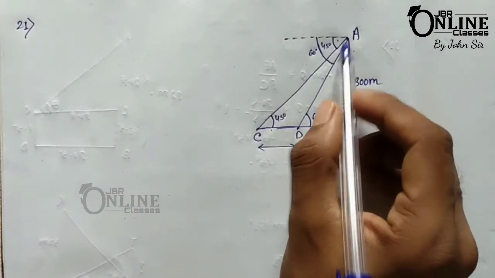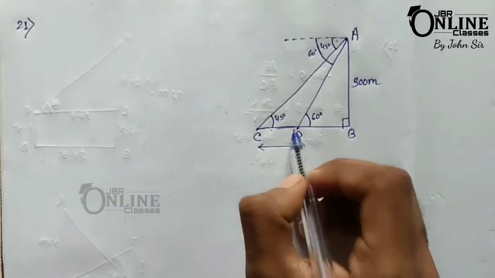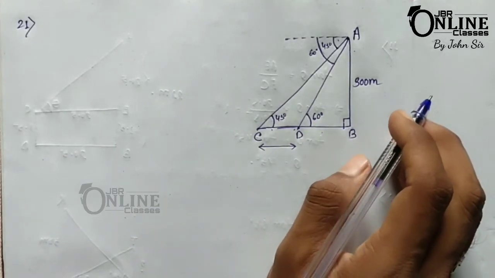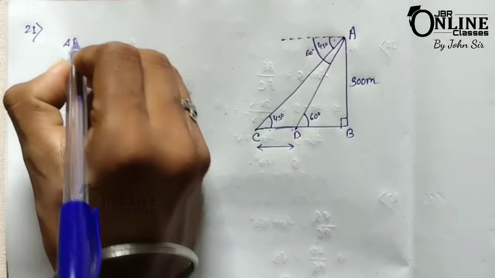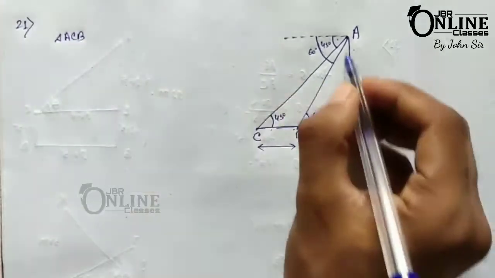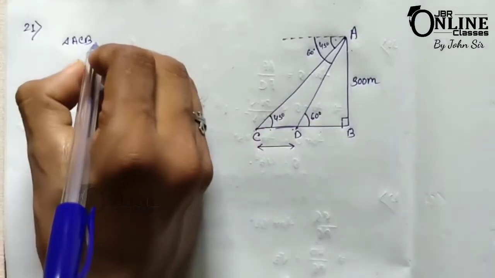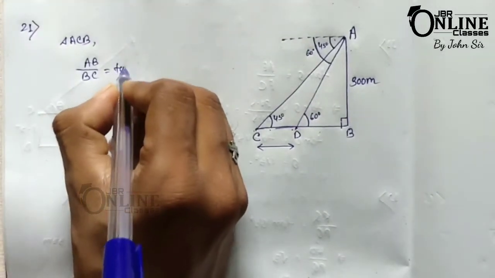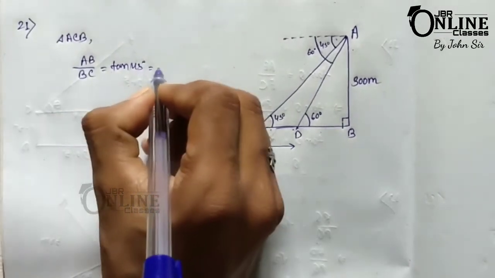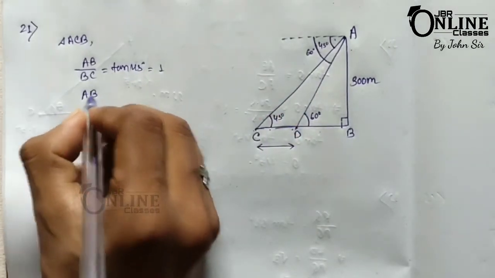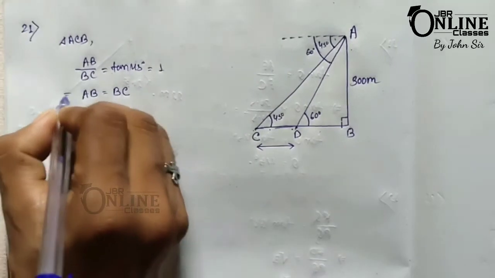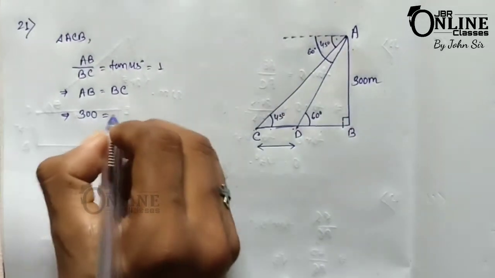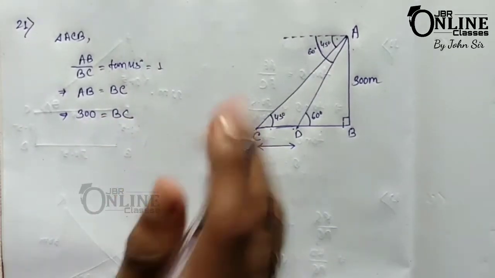Okay, so here the two triangles, first one is ABD and the second one is ABC. Now from triangle ACB, the whole triangle, we get AB by BC equal to tan 45 degree. Now tan 45 means 1, so we can write AB equal to BC. Now as AB equal to 300 meter, we can write that BC equal to 300 meter also.